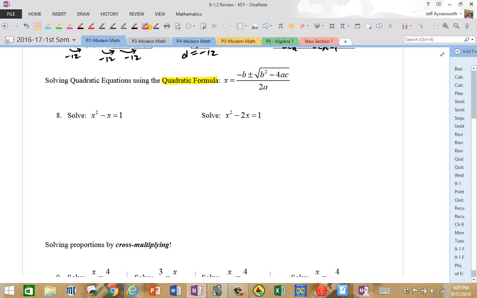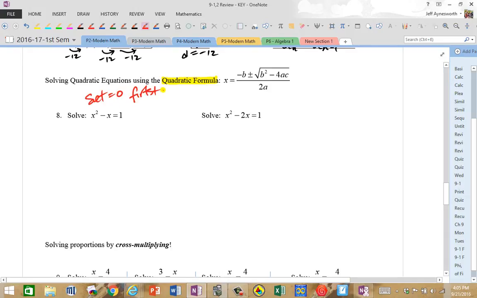Here we go. Got to set equal to 0 first. So let's subtract 1 and set equal to 0. X squared minus x minus 1 is equal to 0. A is 1, B is negative 1, C is negative 1.